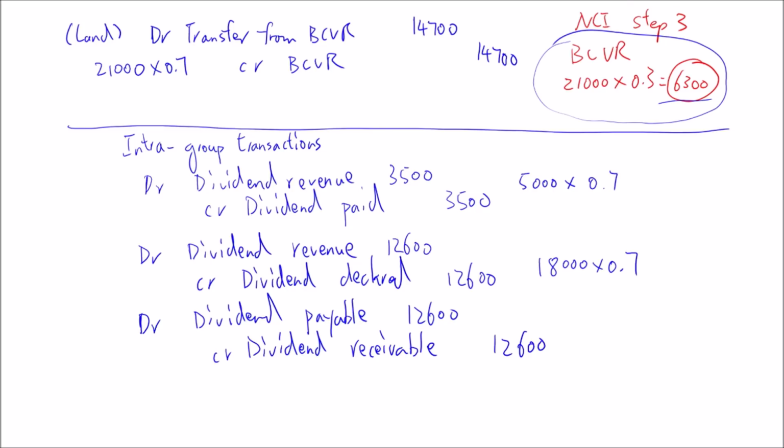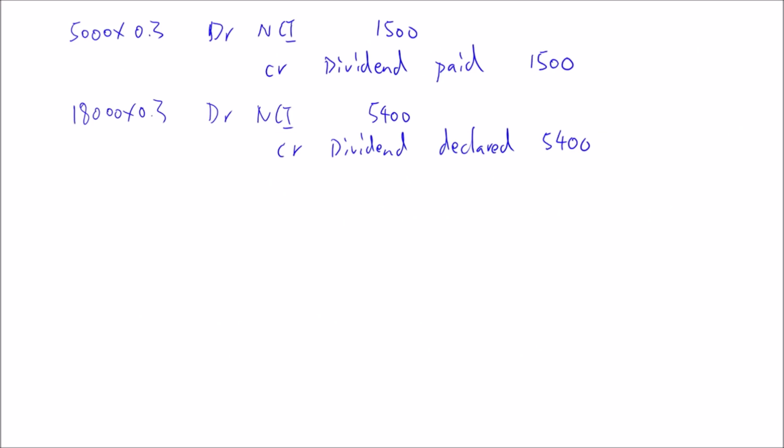So what we need to do here is to write exactly the same journal as the parent's, but we want to put that under NCI step 3 and with a different amount. So with this one, we want to debit transfer from BCVR 6,300 and then credit BCVR 6,300. So we have prepared journals for profit, dividends, as well as reserve for NCI step 3. And that's the end of the question.